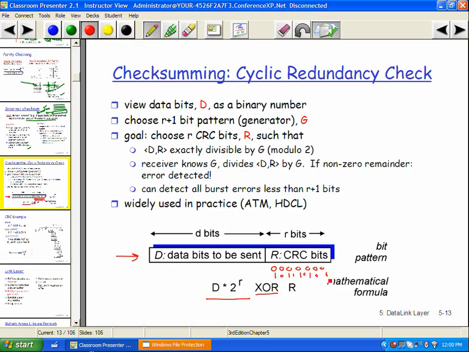Okay. So all I'm saying is a mathematical way of expressing this number where D bits have been appended with R, small r bits of the CRC, is essentially D times 2 to the power R XOR R, because if you have R, you XOR with zeros, you get R. You XOR something with zeros, you get the same thing. So okay, that's one way to put it. D followed by R is essentially D times 2 to the power R XOR R.